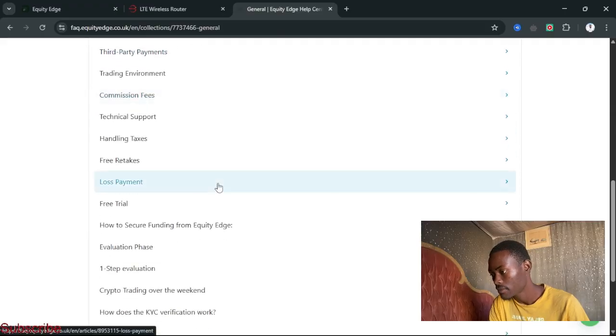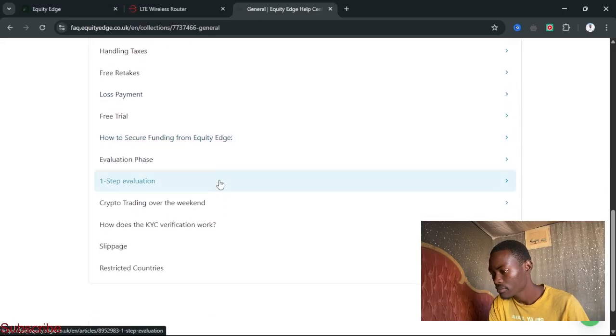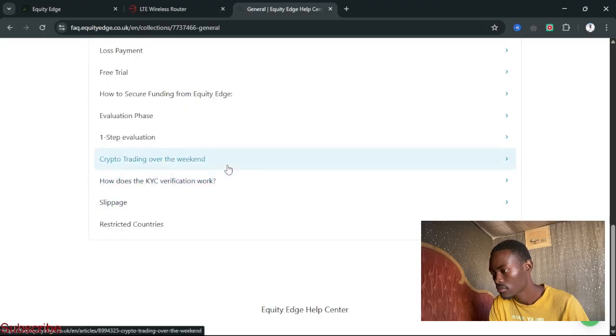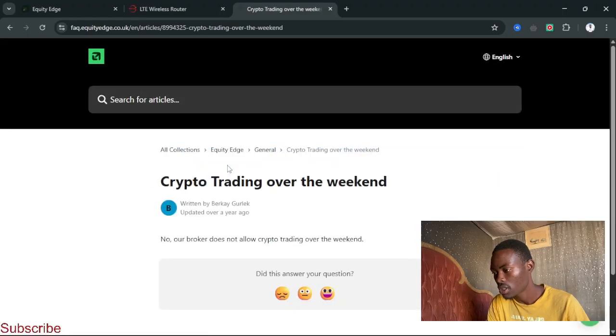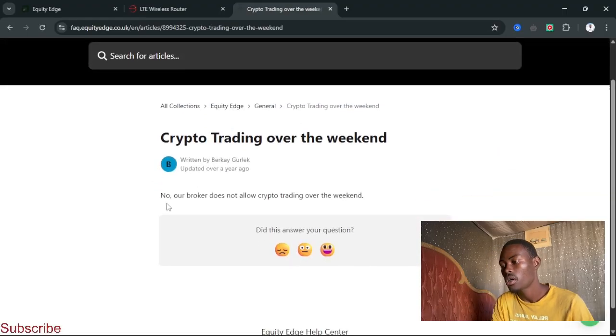What else? Crypto trading over the weekend. For Equityedge, we don't trade crypto on the weekend. In the weekend it's our holiday time. Maybe you can go for Deriv, that trades on the weekends, and JustMarkets also, they have Bitcoin, silver and Ethereum on the weekend.